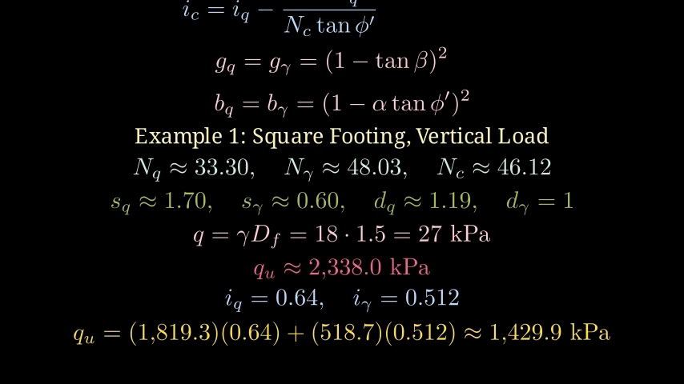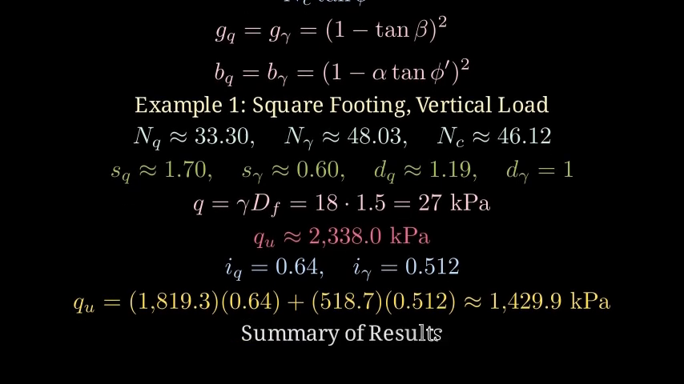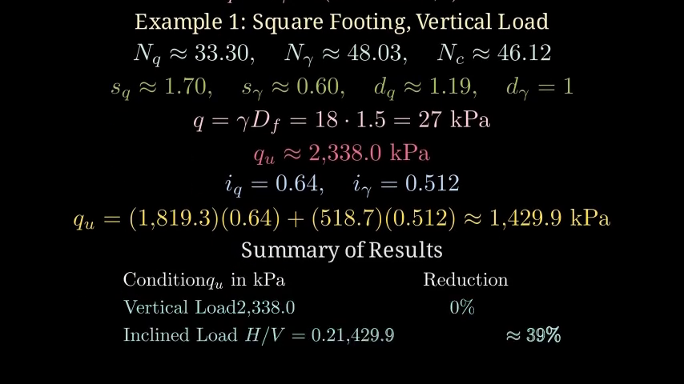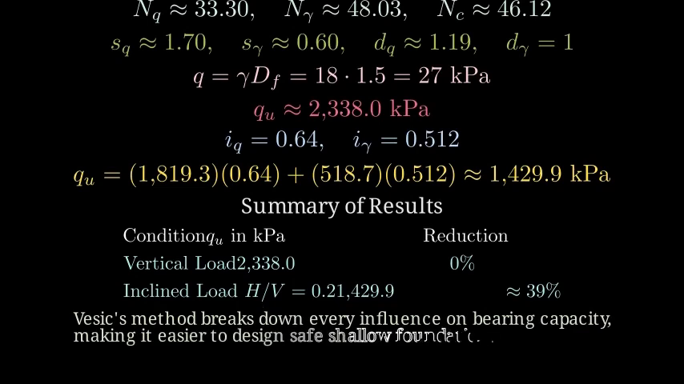1,429.9 kilopascals. In summary, this table shows the ultimate bearing capacity for both cases, and the effect of the inclined load reduces capacity by about 39%. Vesic's method keeps all of these factors organized so engineers can see how each contribution changes the ultimate capacity.